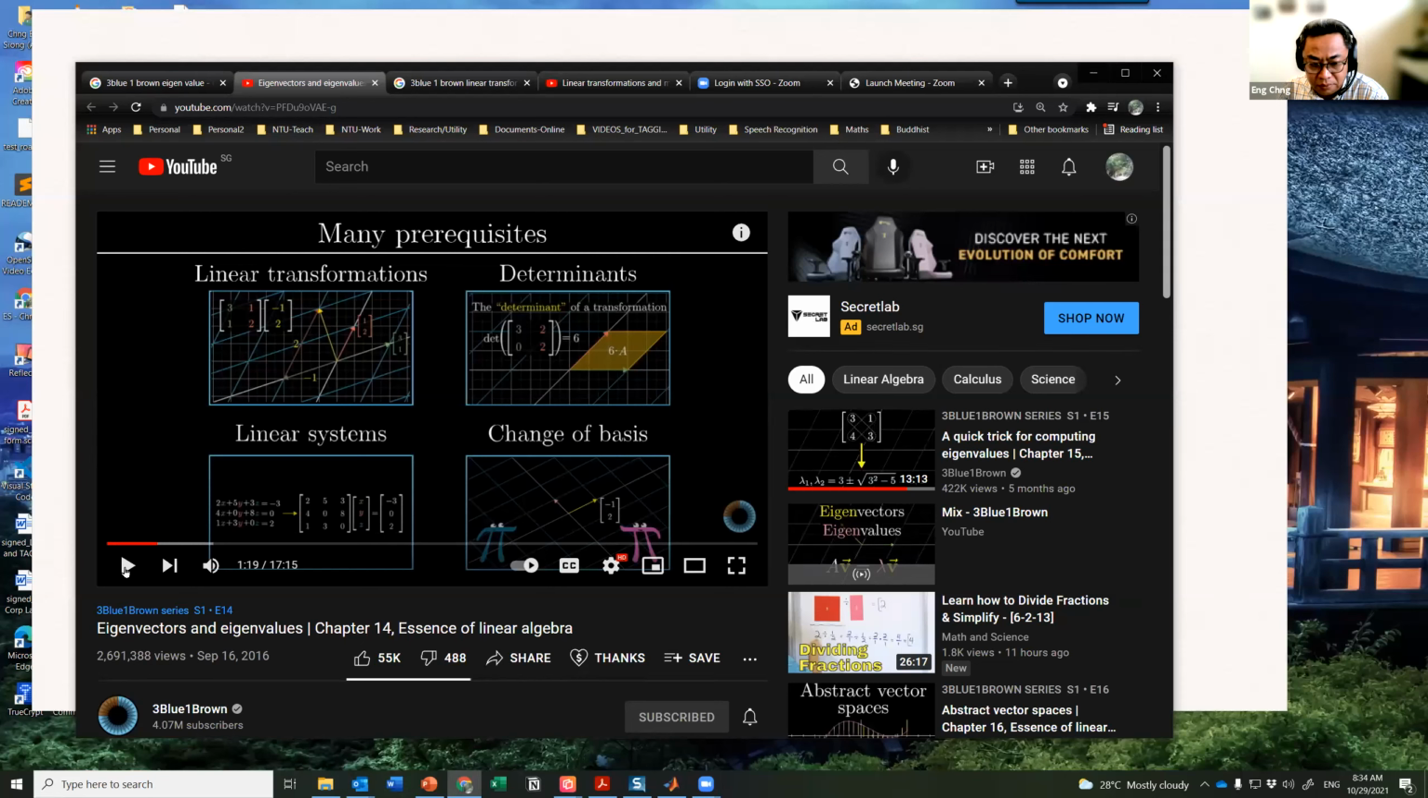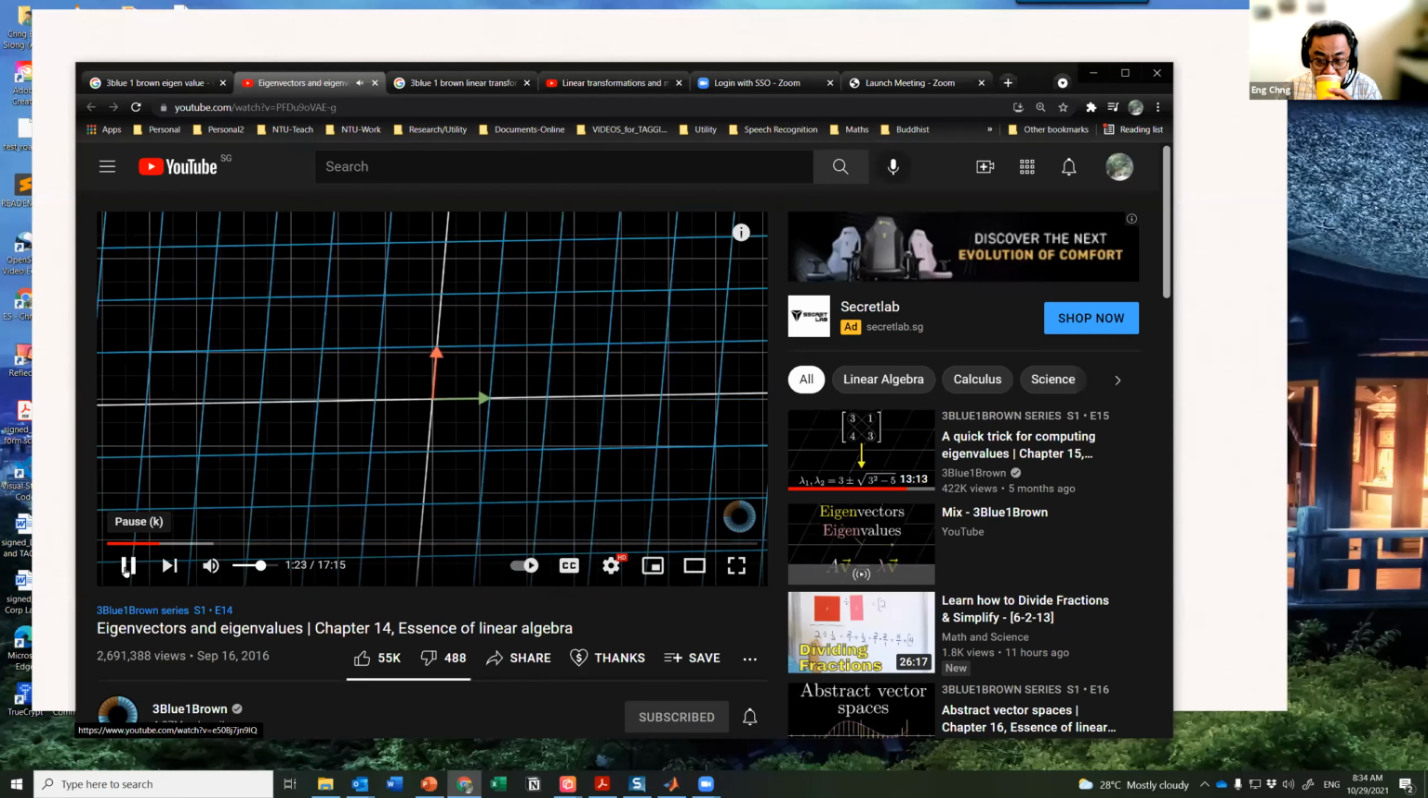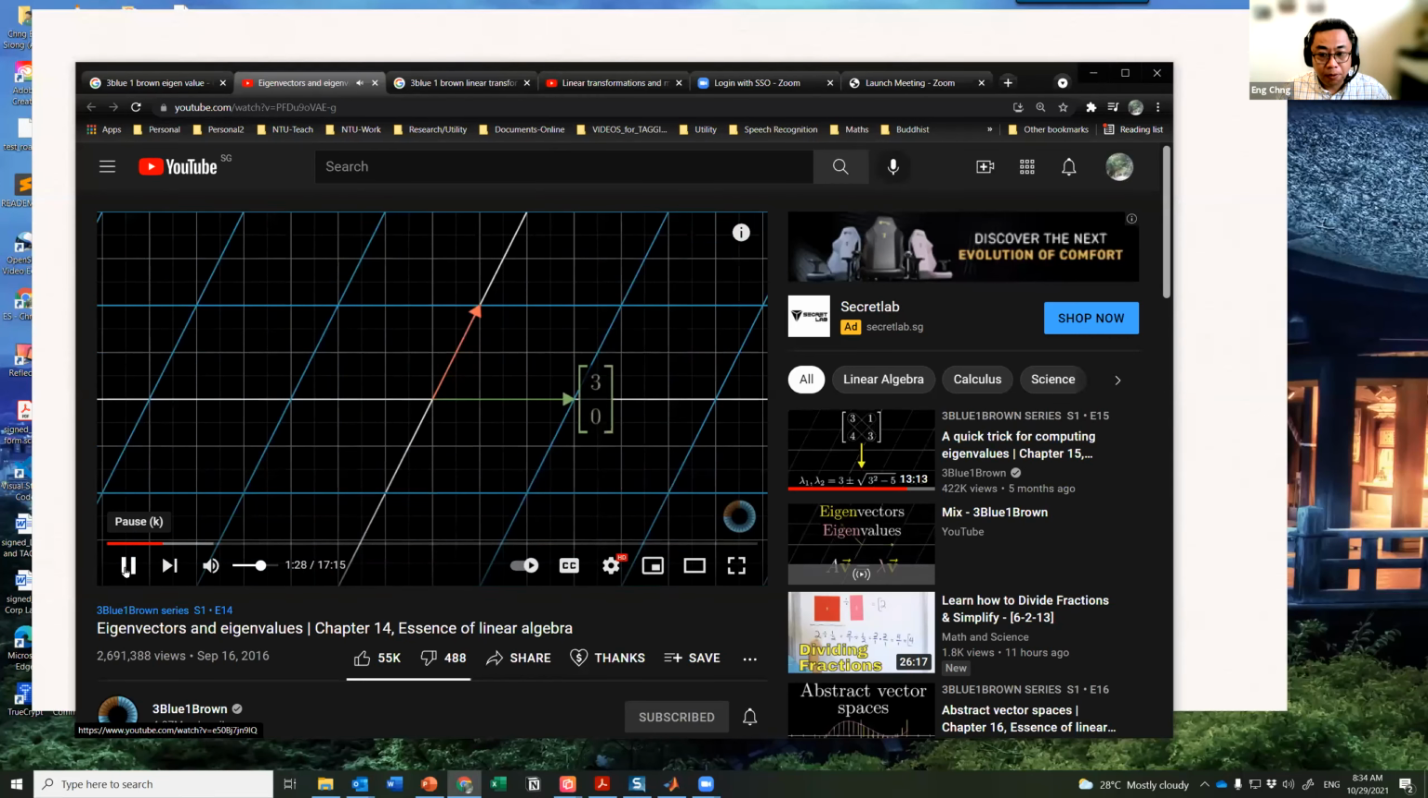To start, consider some linear transformation in 2 dimensions, like the one shown here. It moves the basis vector i-hat to the coordinates 3, 0, and j-hat to 1, 2. So it's represented with a matrix whose columns are 3, 0 and 1, 2.